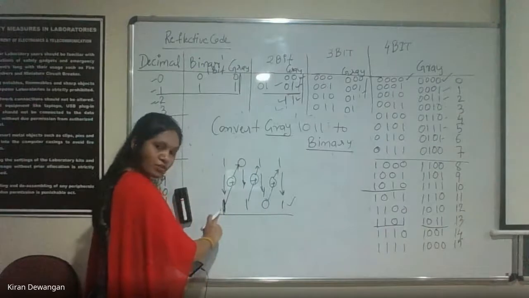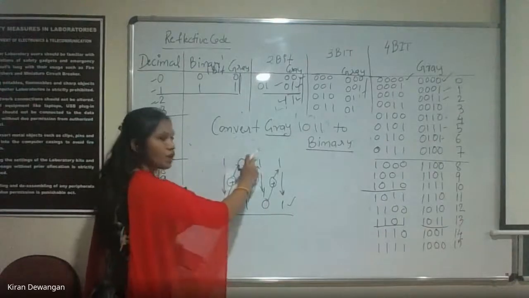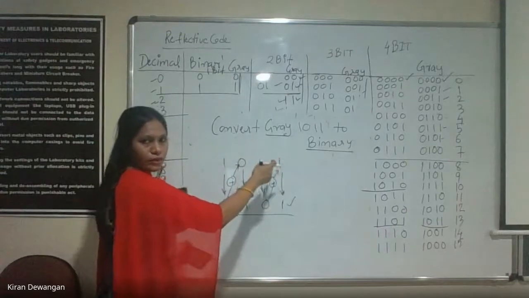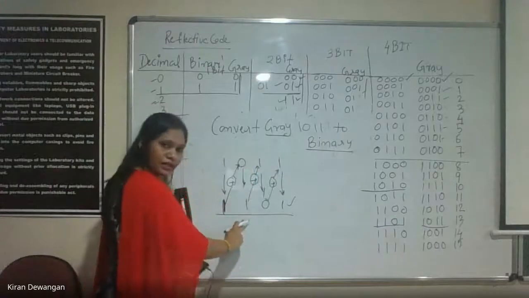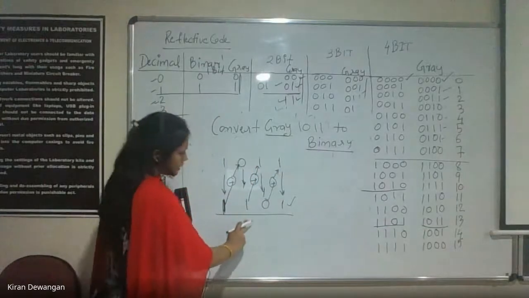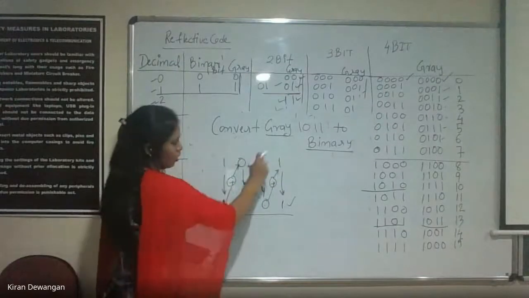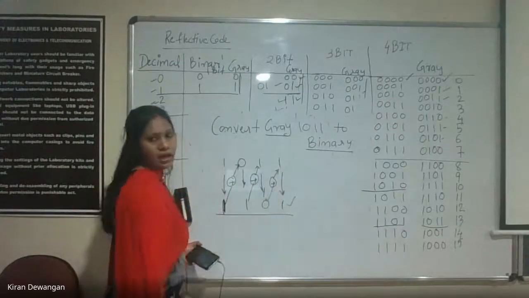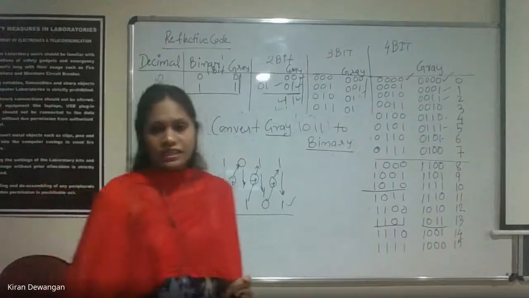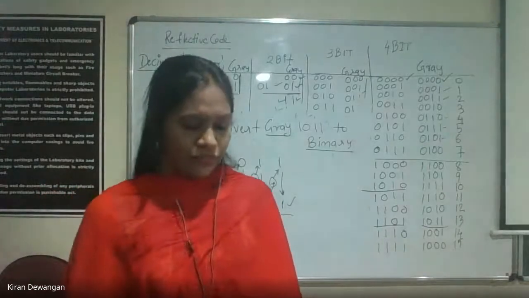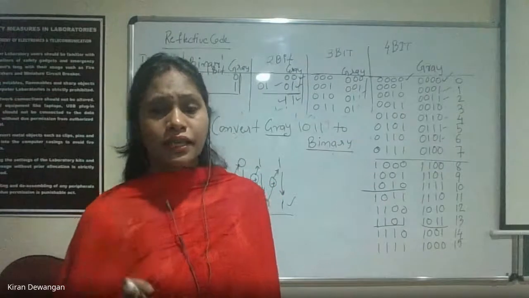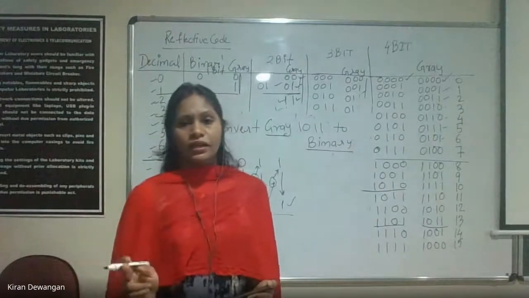We'll get the first binary bit and then we'll XOR with the next gray code bit. Then we'll get the second binary bit. Then this binary bit will XOR with the third gray code bit. और ऐसे ऐसे करके आपका आंसर आ जाएगा. Is this concept clear? Everyone? Anybody has any doubt in gray to binary conversion?